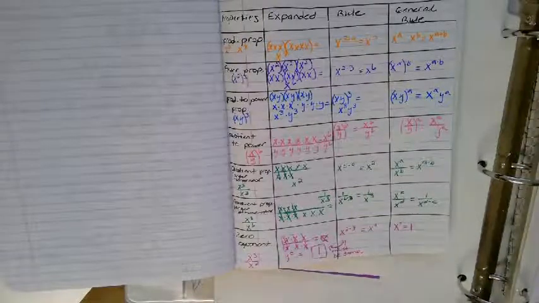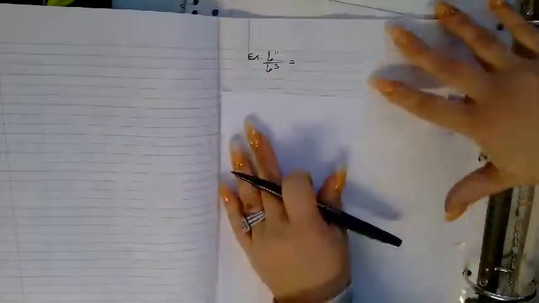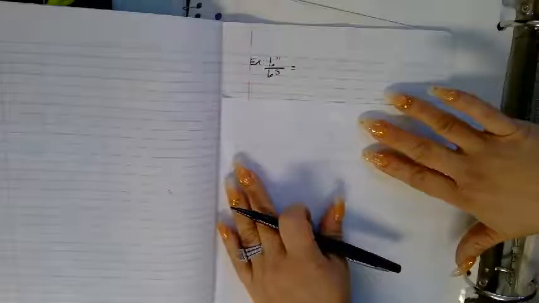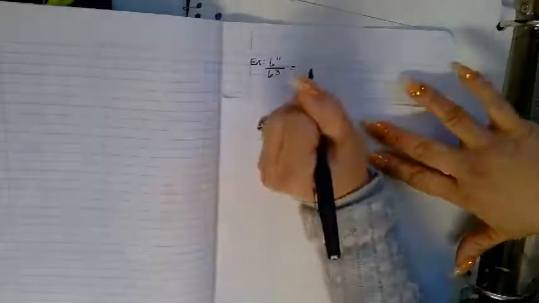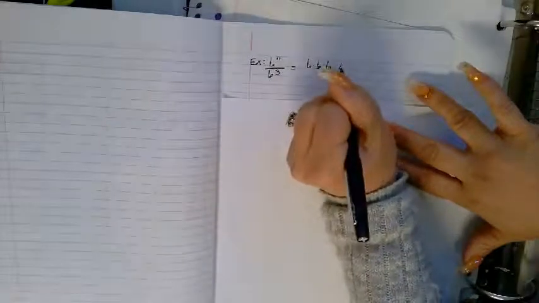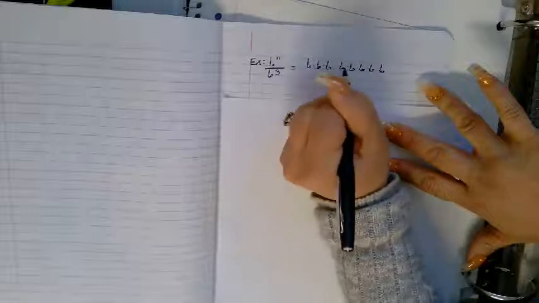Over 6 to the 3rd. So looking back at your chart, looking at our rules, someone tell me what you think we should put here. I'm just curious if you remember. I like these ones. These ones to me are easy peasy. So I'm going to start writing it out in expanded form. Get a lot of 6s.